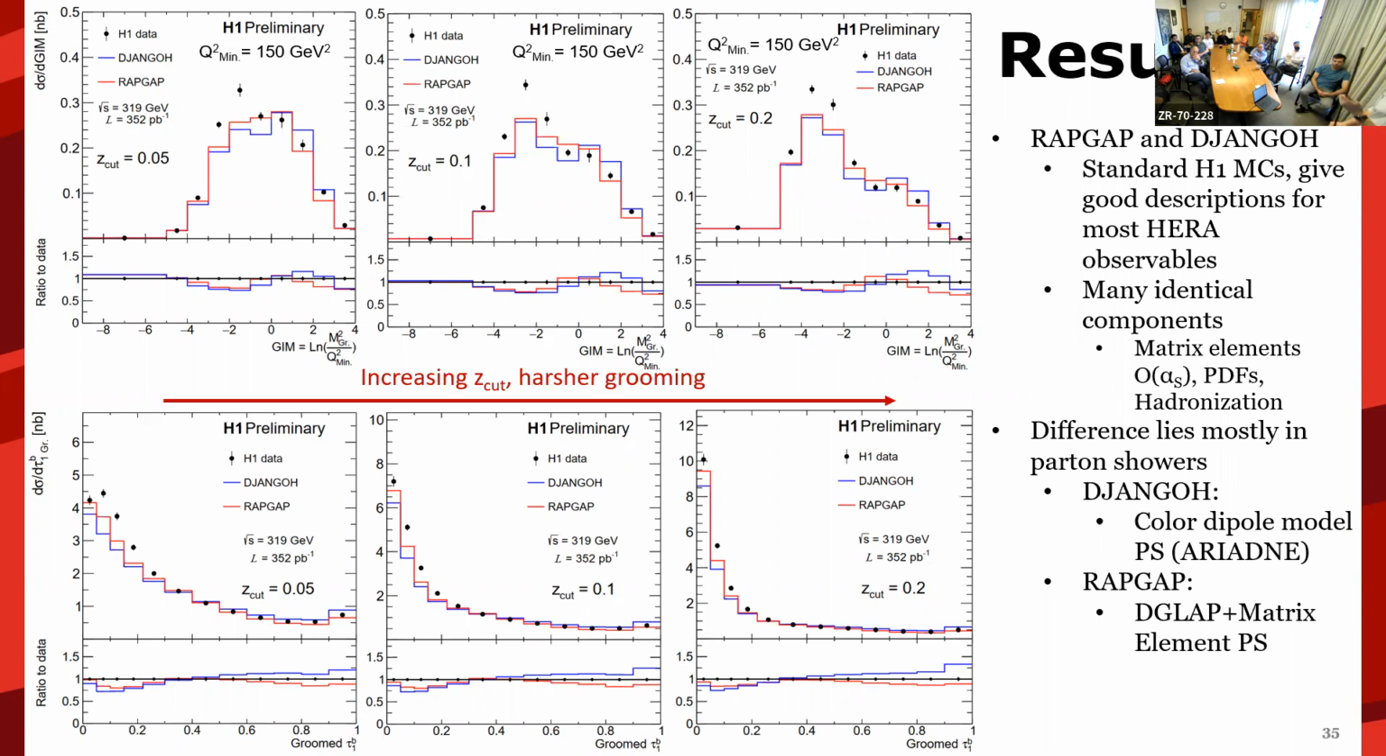in these distributions, you see that as you increase z-cut, they kind of shift to the left. And they're additive observables, so as you remove particles, you get less. So that kind of makes sense.